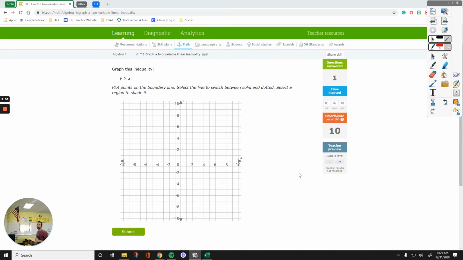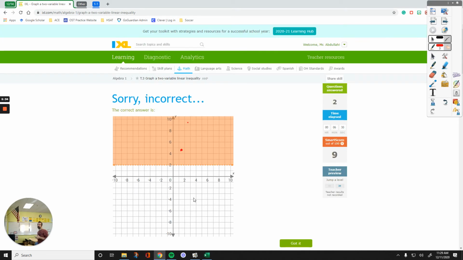Y is greater than 2. Now, since it's not greater than or equal, the line is going to be a dotted line. The point is right here on the y-axis. Let's plot a horizontal line passing through that point. It says greater than. All of the numbers on the y-axis that are greater than 2, those numbers are 3, 4, 5, 6, and then up. So if you click that area and shade it, that's it. And then submit it. What did I do? Oh, did I do a solid line?